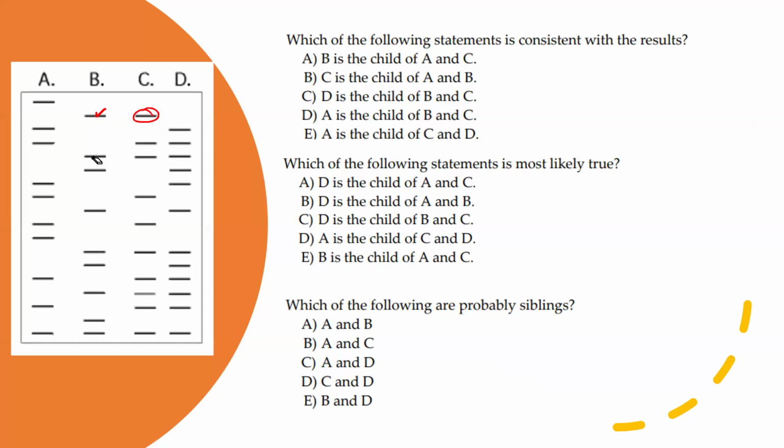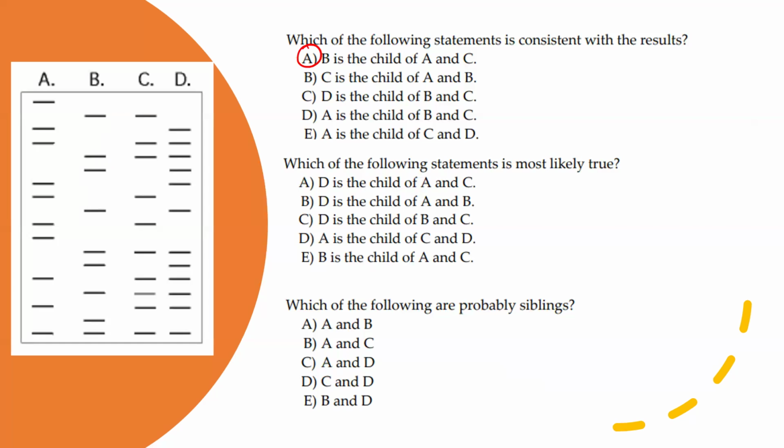Where did B get this one from? C. That's good. And where did B get this one from? Oh, no, we're looking at A and C, right? Where did he get it from? No one. That means A and C cannot be the parents of B, because B has something that neither of the parents have. Do you understand? Oh, good. I have never seen so many heads nodding at the same time. Let's try the next one.